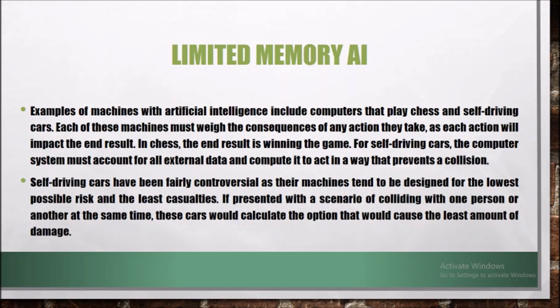These kinds of examples, I have mentioned this one in the earlier part of our slides. Each of these machines must weigh the consequences of any action they take, as each action will impact the end result. In chess, the end result is winning the game. For self-driving cars, the computer system must account for all external data and compute it to act in a way that prevents collision. So, dapat dili siya makabangga.